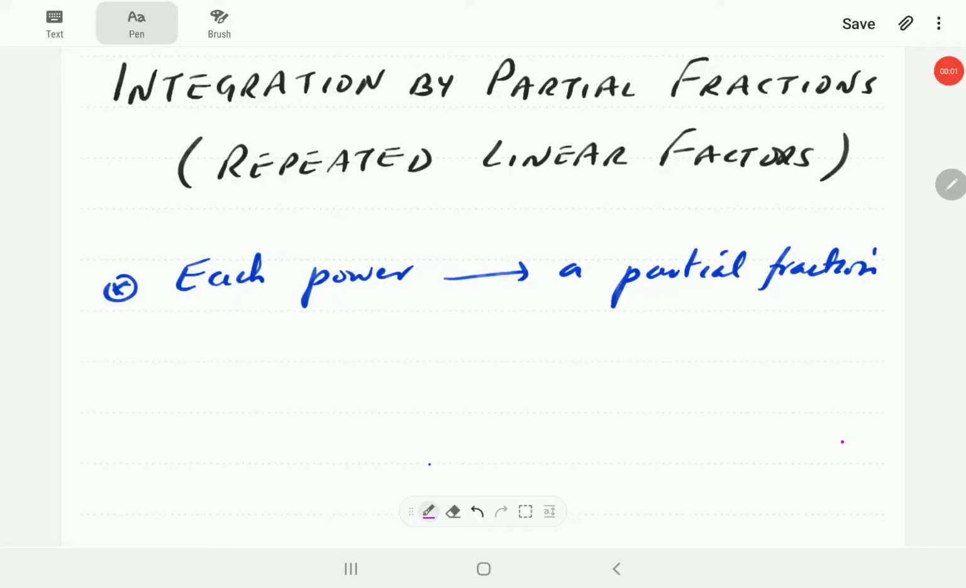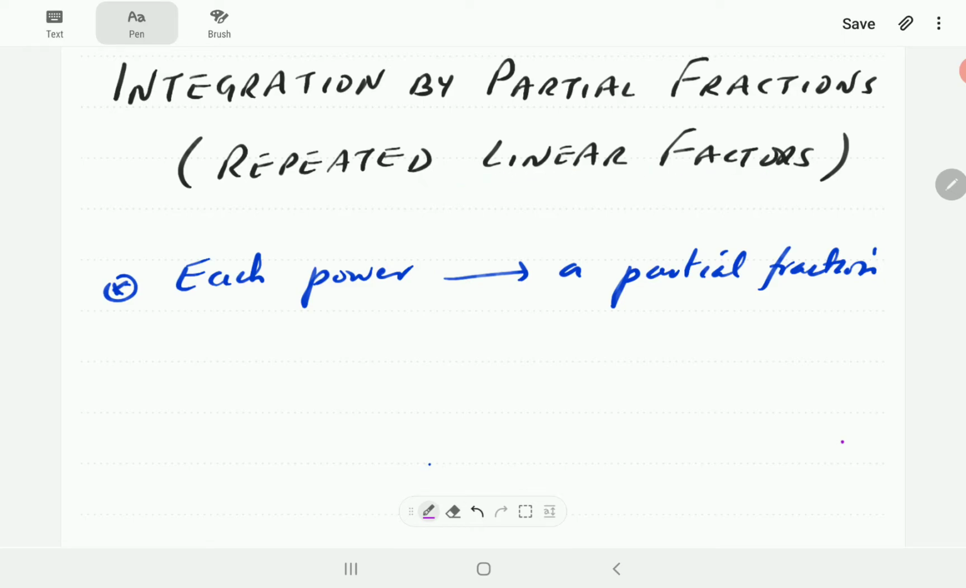Okay, this video builds upon the ideas we have established in parts 1 and 2 of integration by partial fractions. Of course, this is part 3. In this case, we'll look at the case where the denominator factorizes into repeated linear factors.